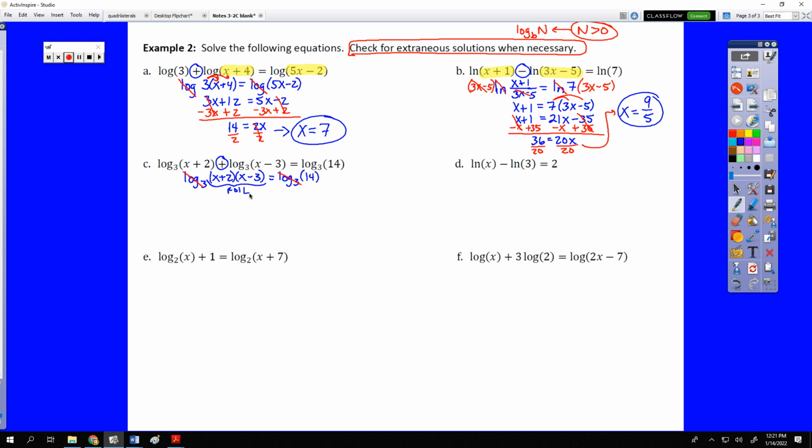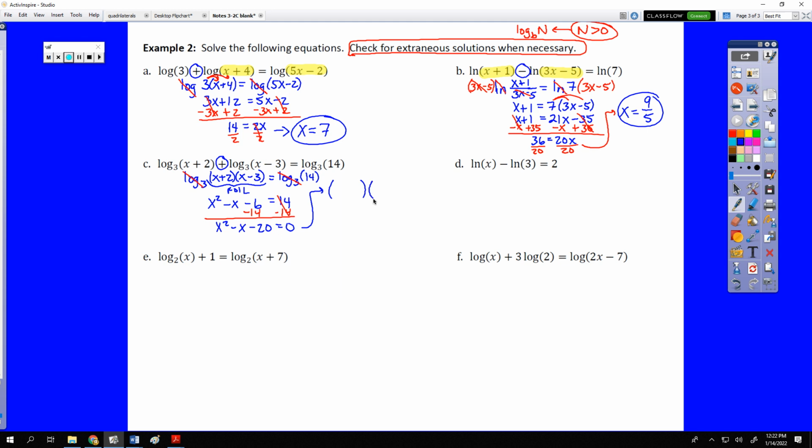Okay, this gets FOILed. So that would be x squared minus 3x plus 2x, which would be minus x, minus 6 equals 14. You should be relatively fluent in quadratics by this point in your pre-calculus class, so I'm not going to explain that any further. If you have questions, email me or come see me. Okay, we're going to subtract 14 from each side because it's a quadratic equation, which means if we want to know whether or not it factors, we need it to equal 0. So we have x squared minus x minus 20 equals 0.